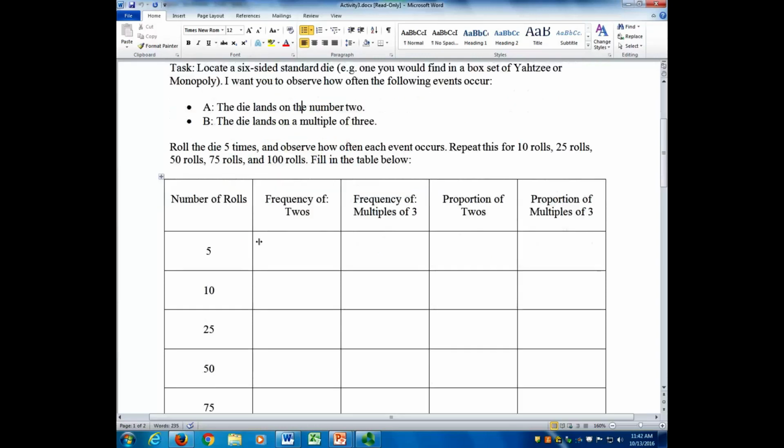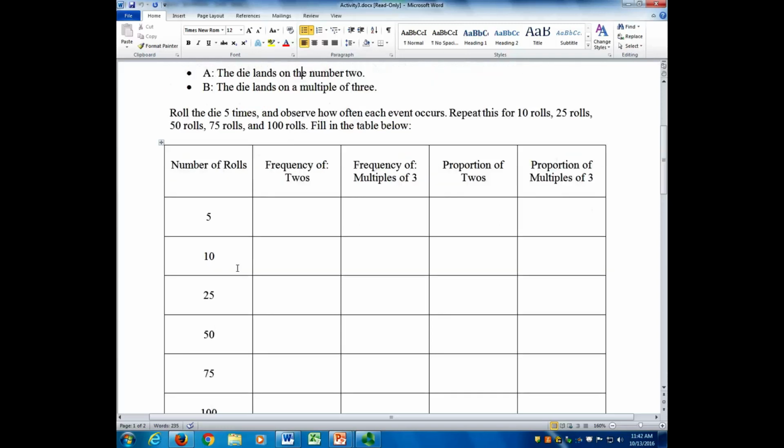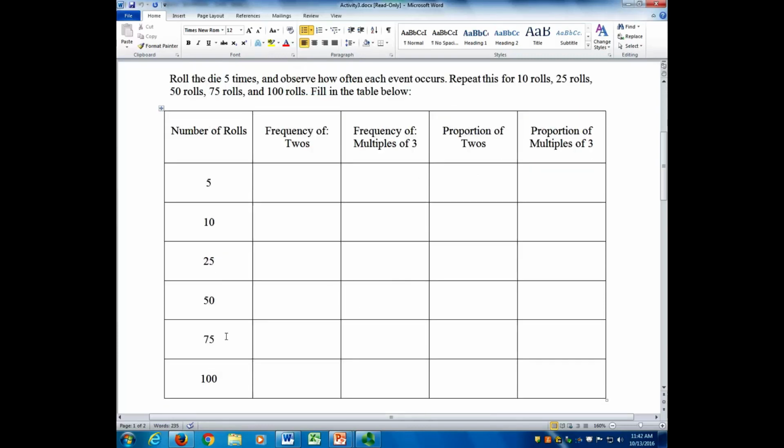So for example, when you roll it 5 times, I want you to record how many times you get a 2 and how many times you get a multiple of 3. Easy enough. And then after you roll it 10 times, I want you to record again. And 25 times and 50 times and 75 and 100. Now you don't have to do 100 original rolls after your 75. You can just do 25 more, and just tack the totals on. I mean, you can recreate them if you want. It's not like it would take you that long to roll it.